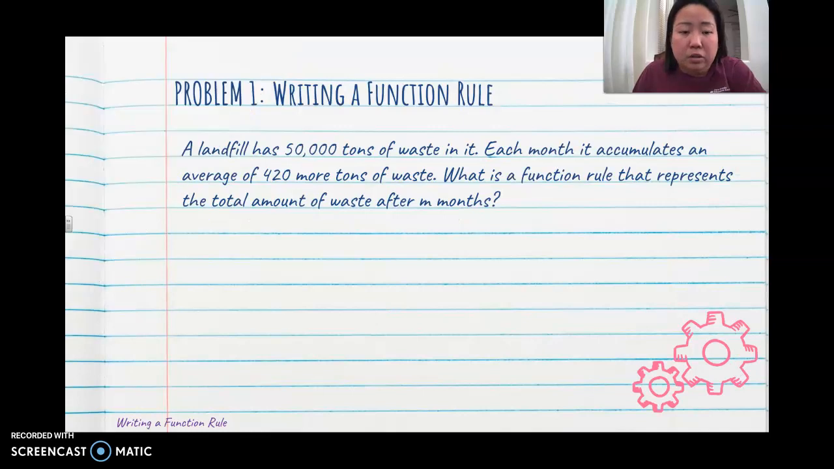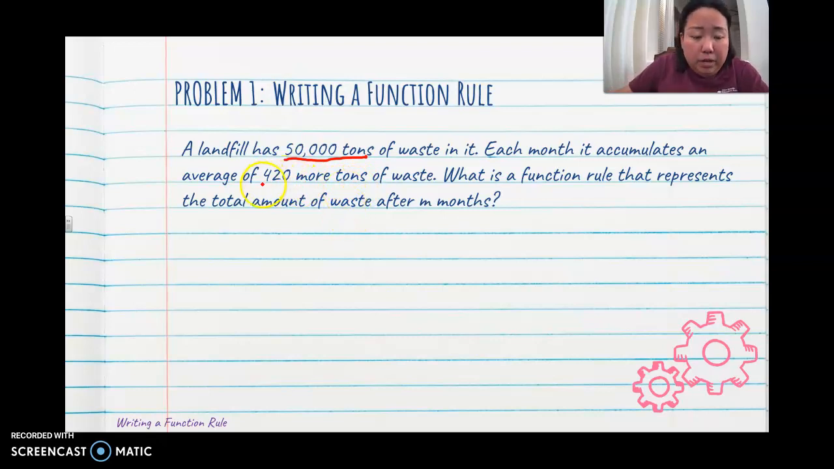All right. So, for example, in this case, we have a landfill that has 50,000 tons of waste in it. Each month, it accumulates an average of 420 more tons of weight. So what is the function rule that represents the total amount of waste after m months? Okay, so let's have some details here. We have 50,000 tons that's already inside the landfill, okay? Each month, it accumulates an average of 420 more tons.